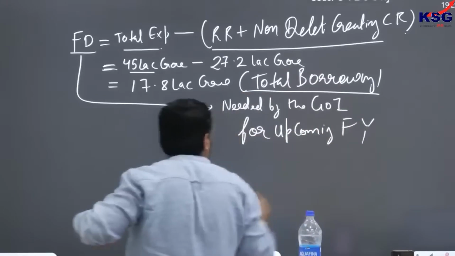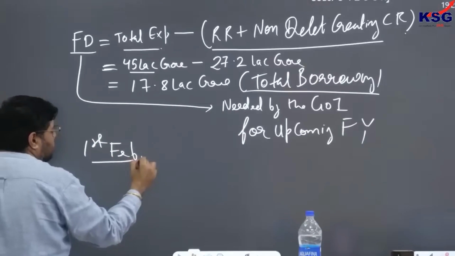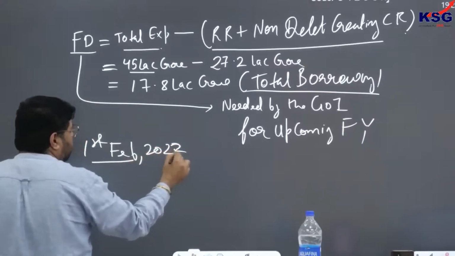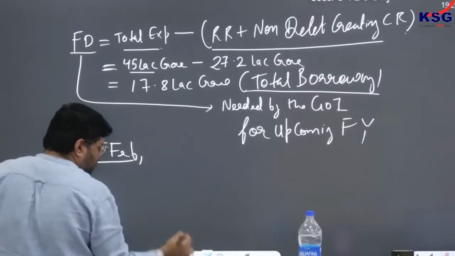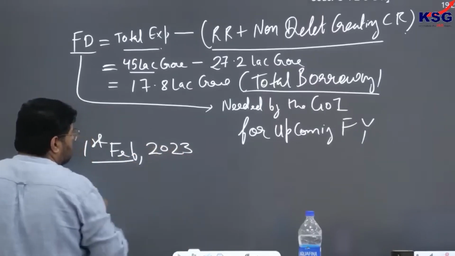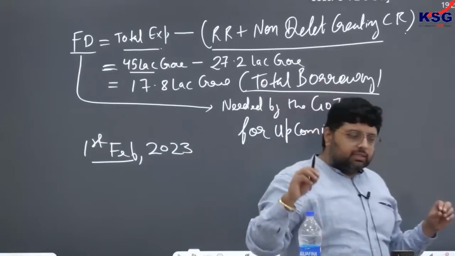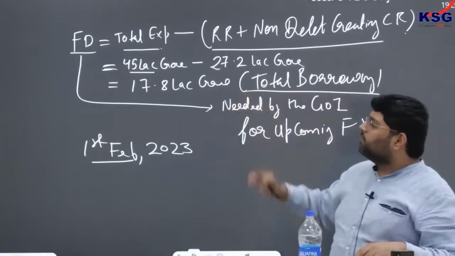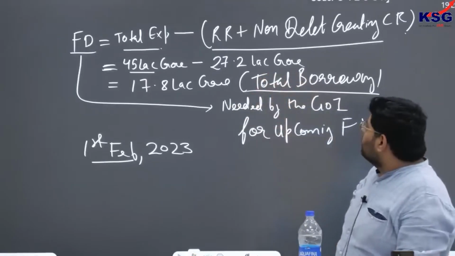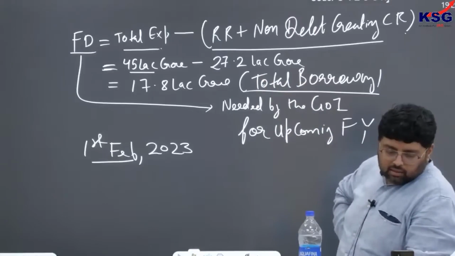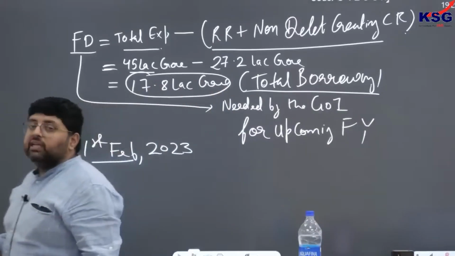So ultimately, you know that the budget is presented on 1st of Feb every year. Like this year the budget was again presented on 1st Feb 2023. The Finance Minister clearly mentioned that this is my total expenditure, 45 lakh crore, and for that my receipts are 27.2 lakh crore. So ultimately this is the borrowing that I need.